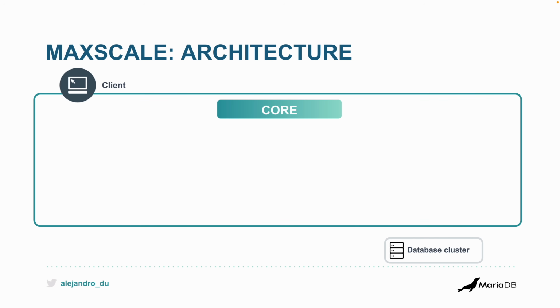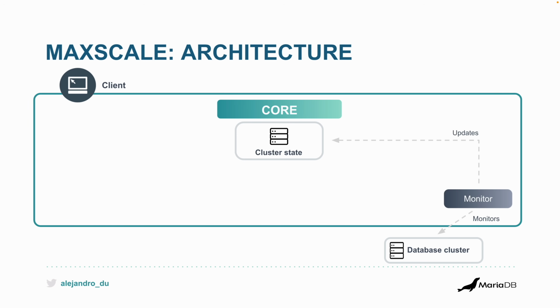Now, to simplify everything, we introduce a database proxy. And MaxScale has one component there called the core. The core stores the cluster state and makes it available to other components inside the database proxy. There is another component called the monitor, which monitors the database cluster, all the machines there, and updates that cluster state, so that now the proxy knows how many servers there are, which ones are in maintenance mode maybe, or which ones just failed, and this kind of stuff is stored inside this database proxy.